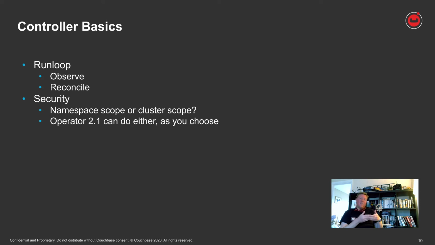The Couchbase cluster itself needs an administrator secret. Any users you define, they all need secrets. Any TLS that you define for the cluster, those are all secrets. And by running in the namespace scope, we don't get access to literally every secret on the system.